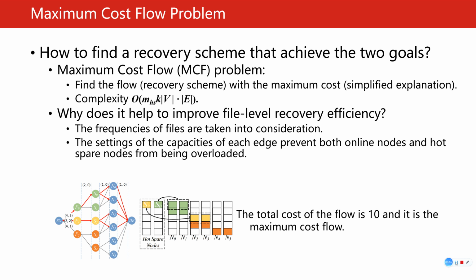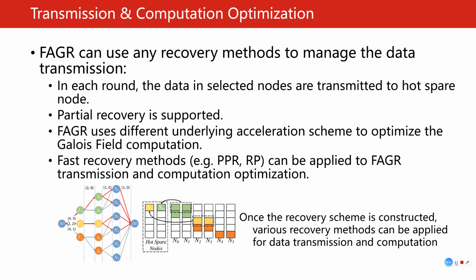The cost of a flow reveals the cost efficiency by taking both the hotness of files and the amount of data transmission into consideration. Therefore, we can find a recovery scheme that achieves the two goals by finding the maximum cost flow in the FAGR graph. In the example figure, we can see that the maximum flow is marked with red, and the total cost is 10. Finally, after constructing the recovery scheme, FAGR can use any recovery methods like PBR and RP to manage the data transmission and support the easy computations, and the recovery process will be finished round by round.